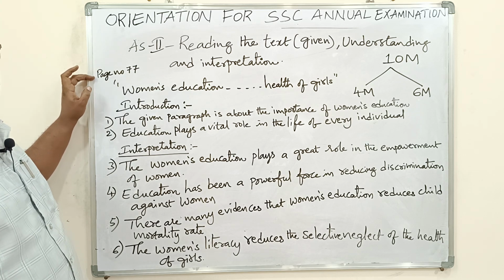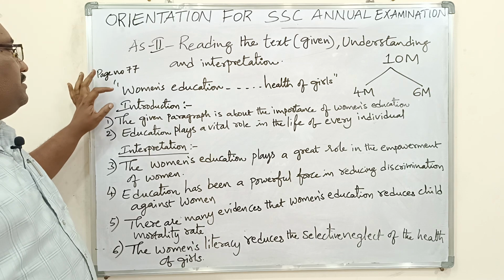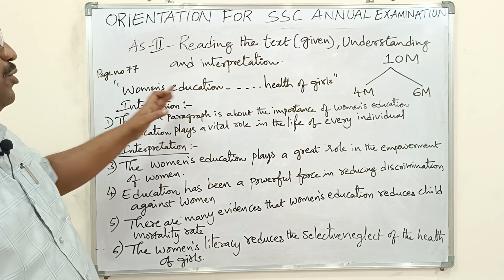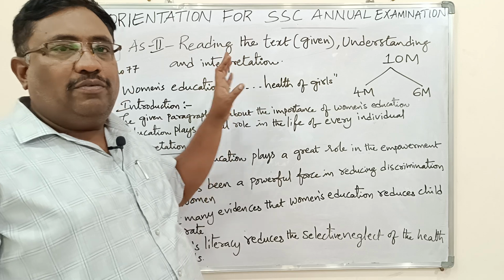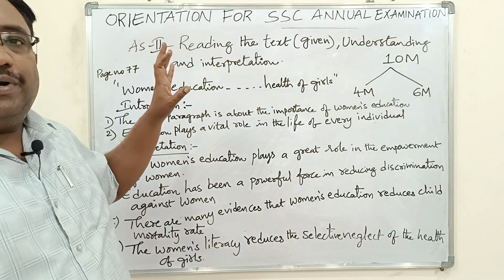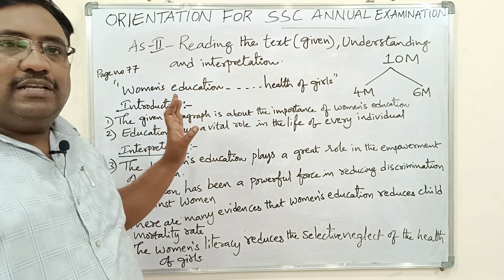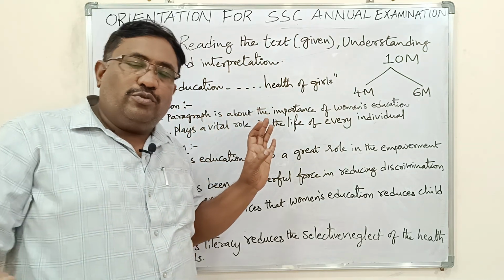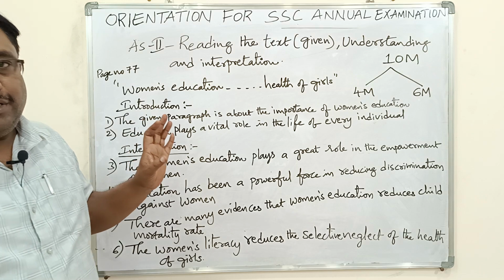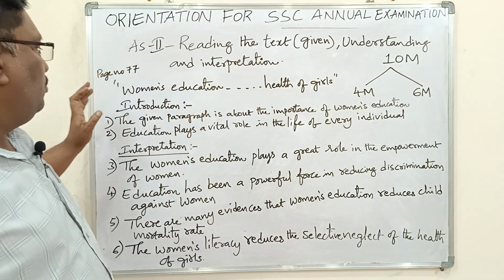It is from page number 77, 6th lesson, that is women's education up to the health of girls. This is the paragraph I have taken. So how to write the interpretation of a paragraph? Now I am giving an example. For more details and for the way to answer the questions, you can consult your subject teachers also. Right? Now look at the board.